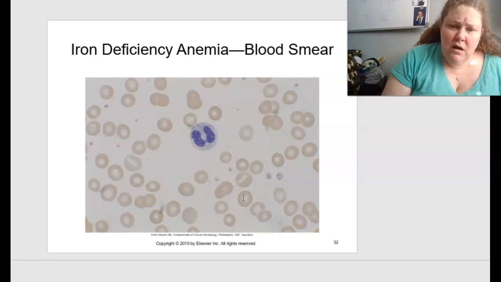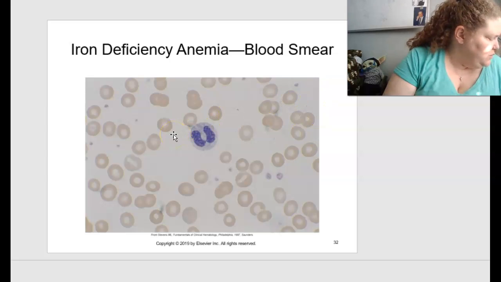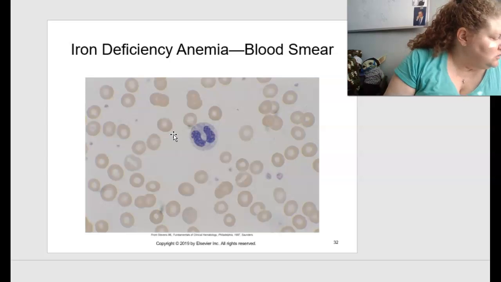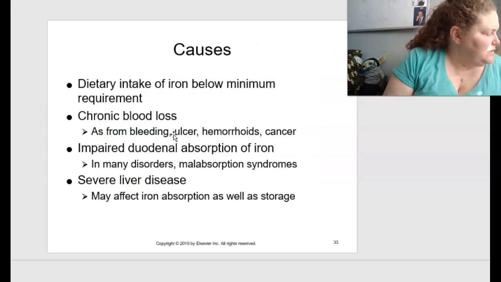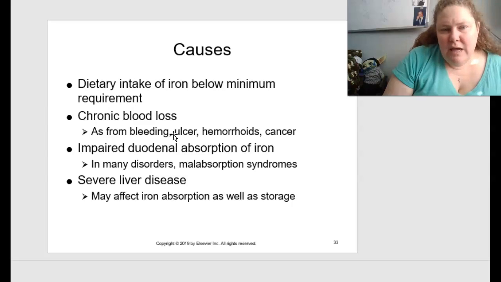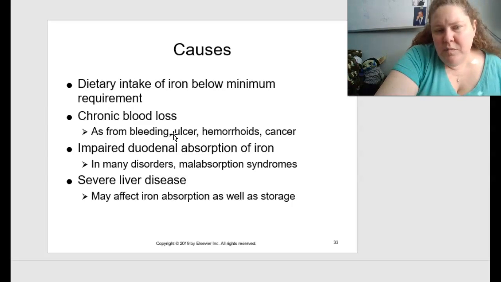This is a blood smear of an iron deficient anemic person, and this is figure 10.12 in your book on page 196. All right, so causes of iron deficient anemia can be dietary intake of iron below the minimum requirement, chronic blood loss, such as from a bleeding ulcer, hemorrhoids, or cancer, impaired duodenal absorption of iron, and so basically your GI system's not absorbing what it needs to be absorbing.